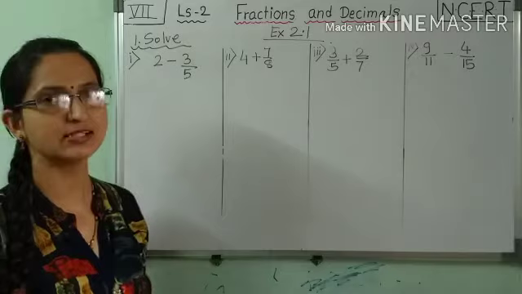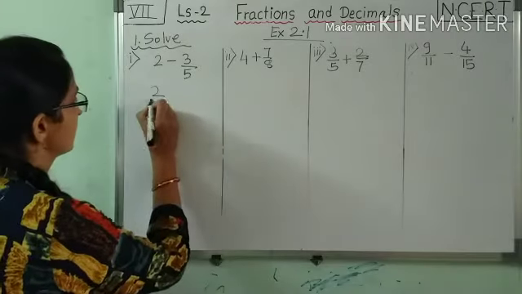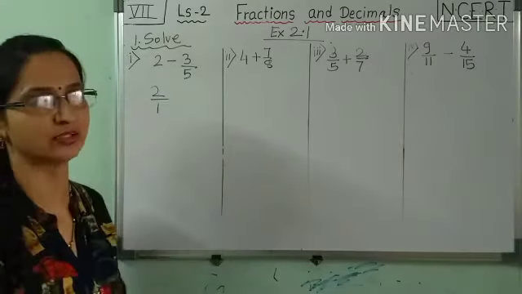Now we will start with the first exercise of the second chapter. Here we have to subtract this fraction from the whole number. So while subtracting, we have to write this whole number as 2 upon 1 minus 3 upon 5. Here the denominators are different, meaning these are unlike fractions. We have to make them like fractions.